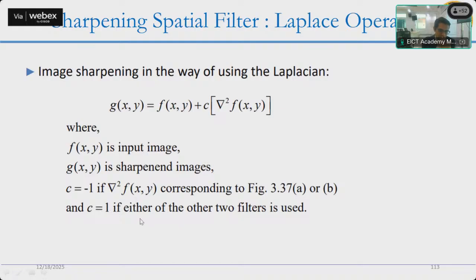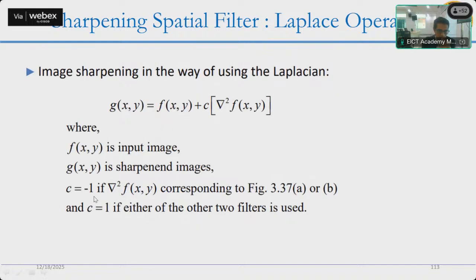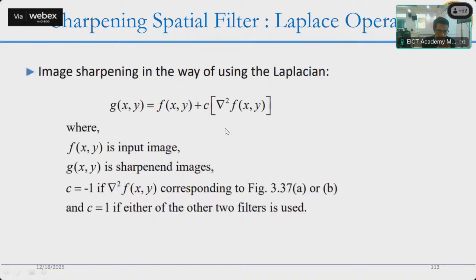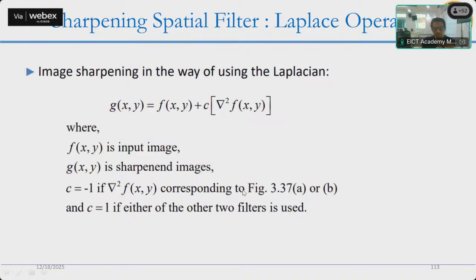And that has been shown here. What has been shown here? If you use c equal to -1 with filter 3.7 a or b, and c equal to +1 if either of the other two filters is used. So remember, there are many ways to implement this and get the image.